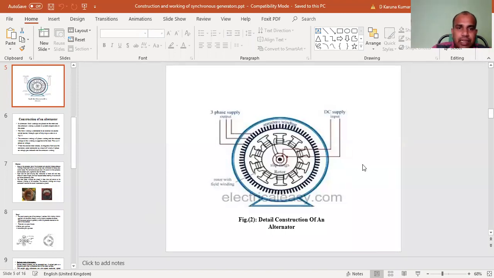In an alternator, the field winding is placed in the rotor, and the armature winding is placed in suitably shaped slots in the stator. The field winding is connected to an external DC source, which is called an exciter. There is a pair of slip rings, as shown in this figure.